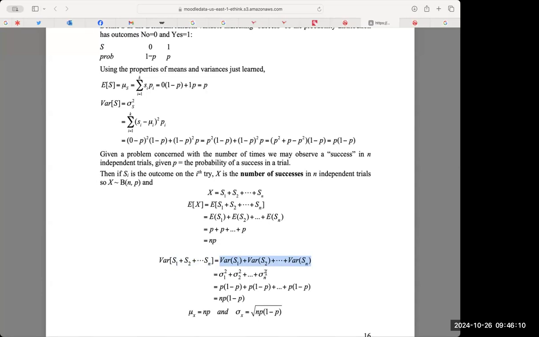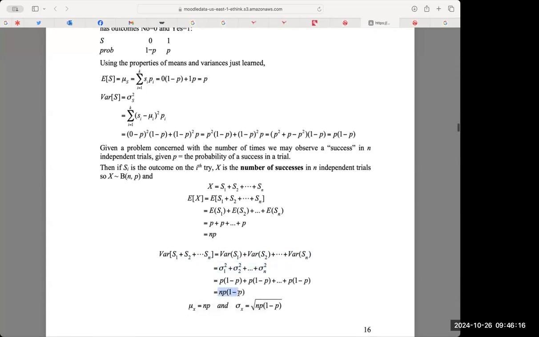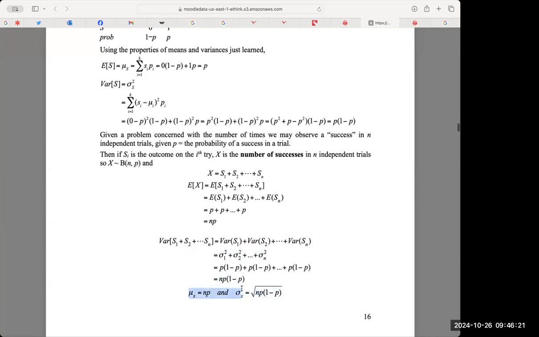So I add those together. And how many are there? There's N of them. So that's where the NP(1 minus P) comes from. That's the variance. So the standard deviation is the square root. All right, so you have the knowledge to be able to read this. I'm never going to test you on this, but you should feel comfortable that this doesn't come out of the air, that it has a foundation, okay?